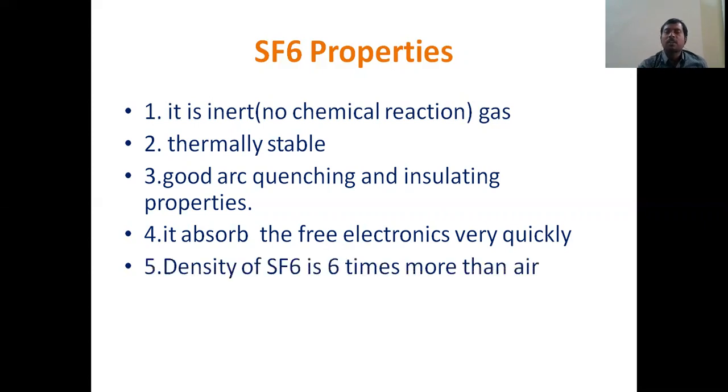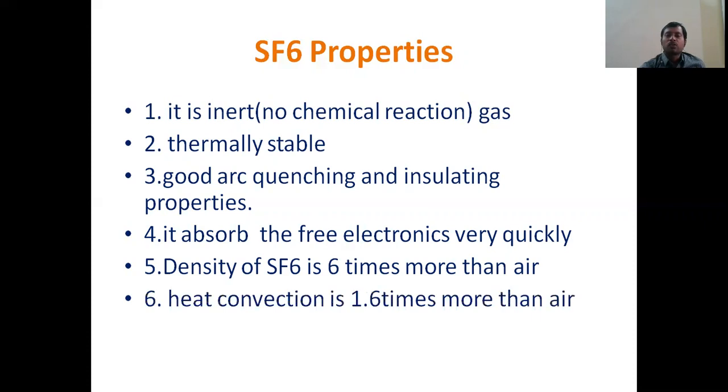Next one is the density of SF6 gas is 6 times more than the air, and also heat convection. There are different names for the heat transformation. What is convection, conduction, radiation?